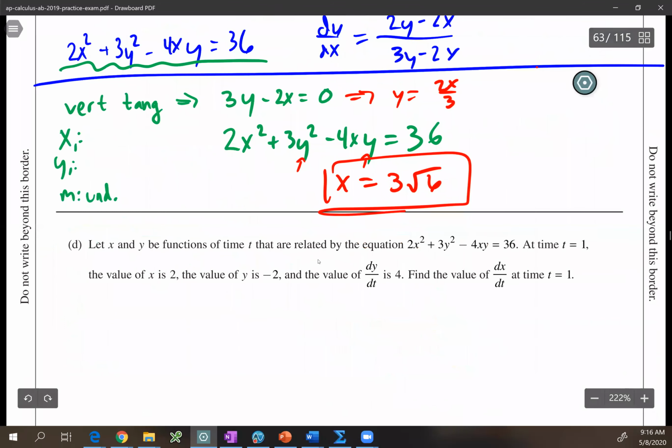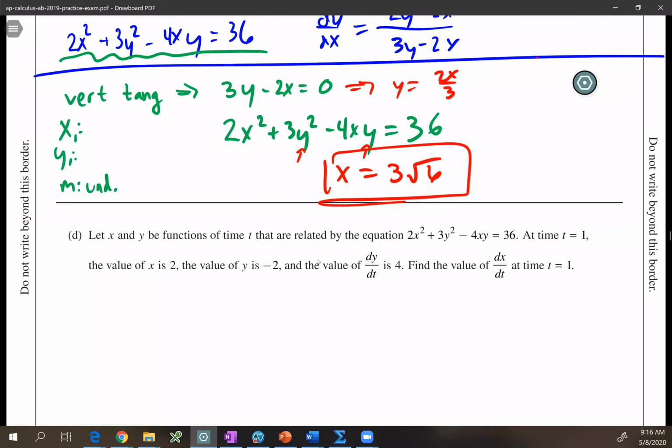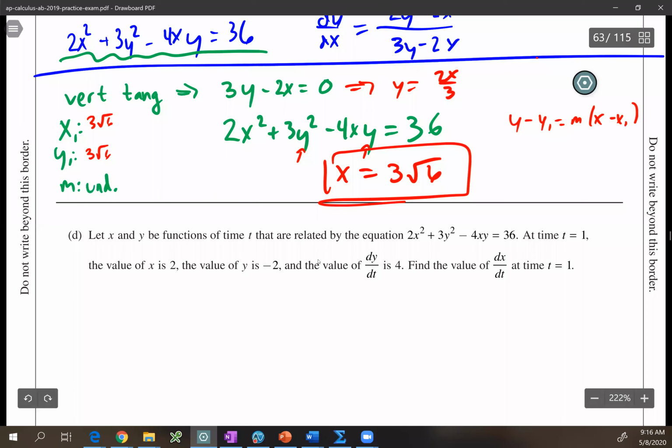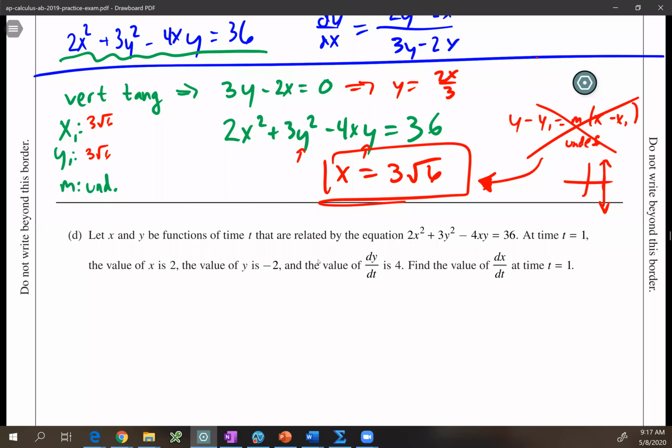Okay. The reason for that as well is, even though you have x equals 3 radical 6, technically you have y equals 3 radical 6. That's where it's happening. When you do y minus y1 equals m times x minus x1, because m is undefined, you can't actually write a full equation. This is the equation. Because if you remember, vertical lines are given by an x equals. So this actually is the equation of the tangent line, x equals 3 radical 6.